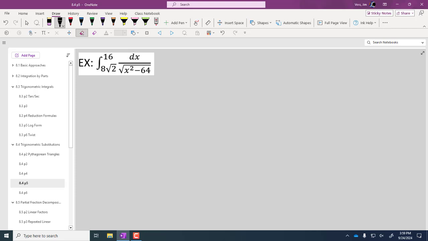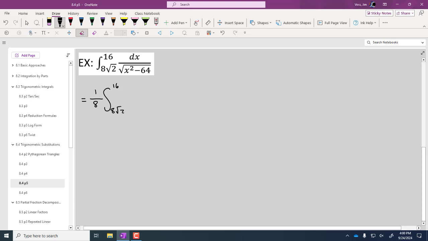Favorite F word? Factor. So we're going to factor out that 64. That 64 is in the denominator, so it's going to come out in the denominator. And what's it going to come out as? 8, because that square root's attached to it. When it comes out of that denominator, the square root of 64 is 8.